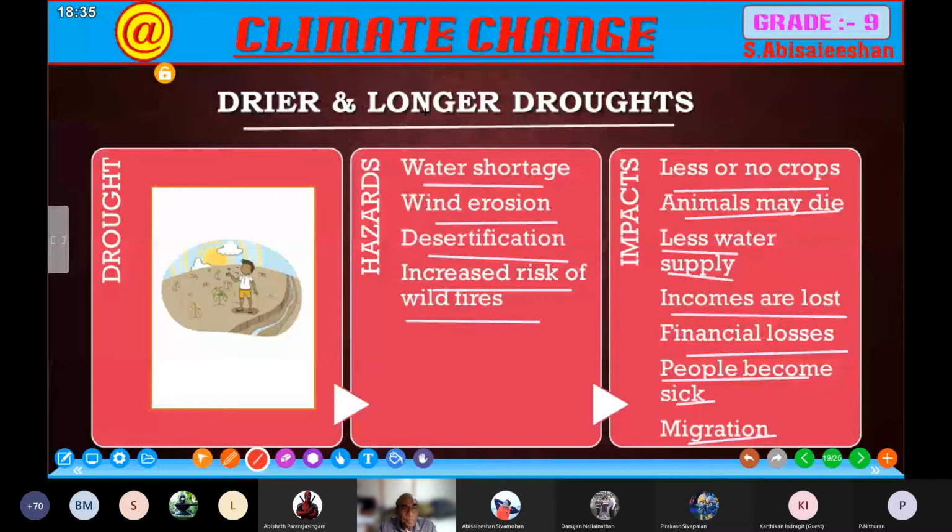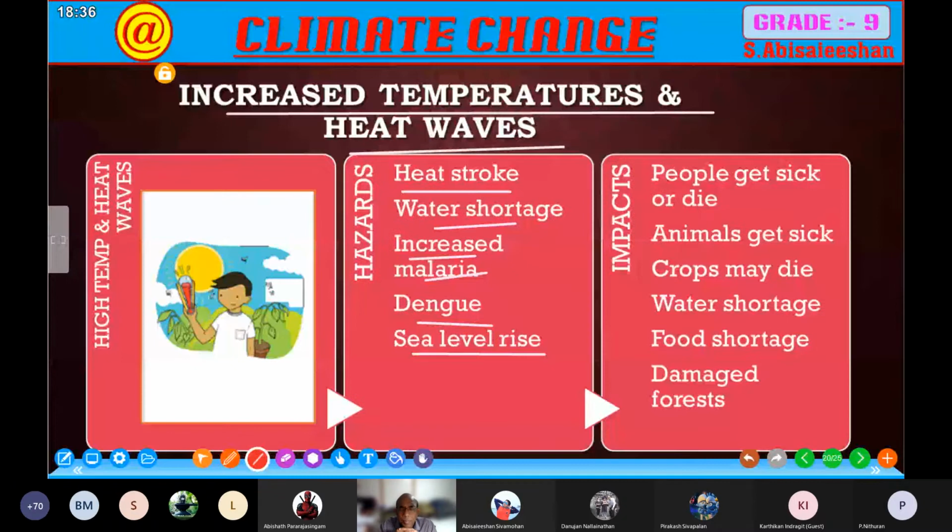Increased temperature and heat waves. Hazards: heat stroke, water shortage, increased malaria, dengue, sea level rise. Impacts: people get sick or die, animals get sick, crops may die, water shortage, food shortage, damaged forests.